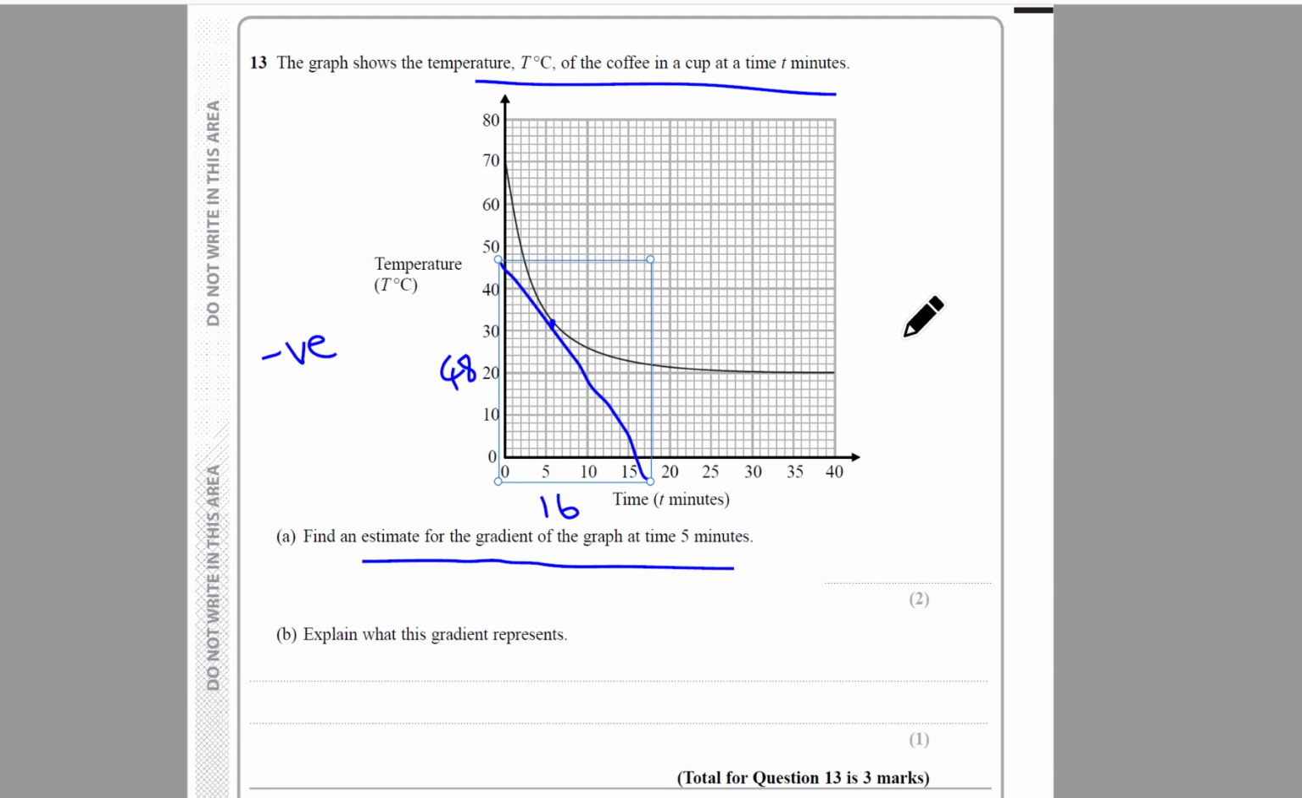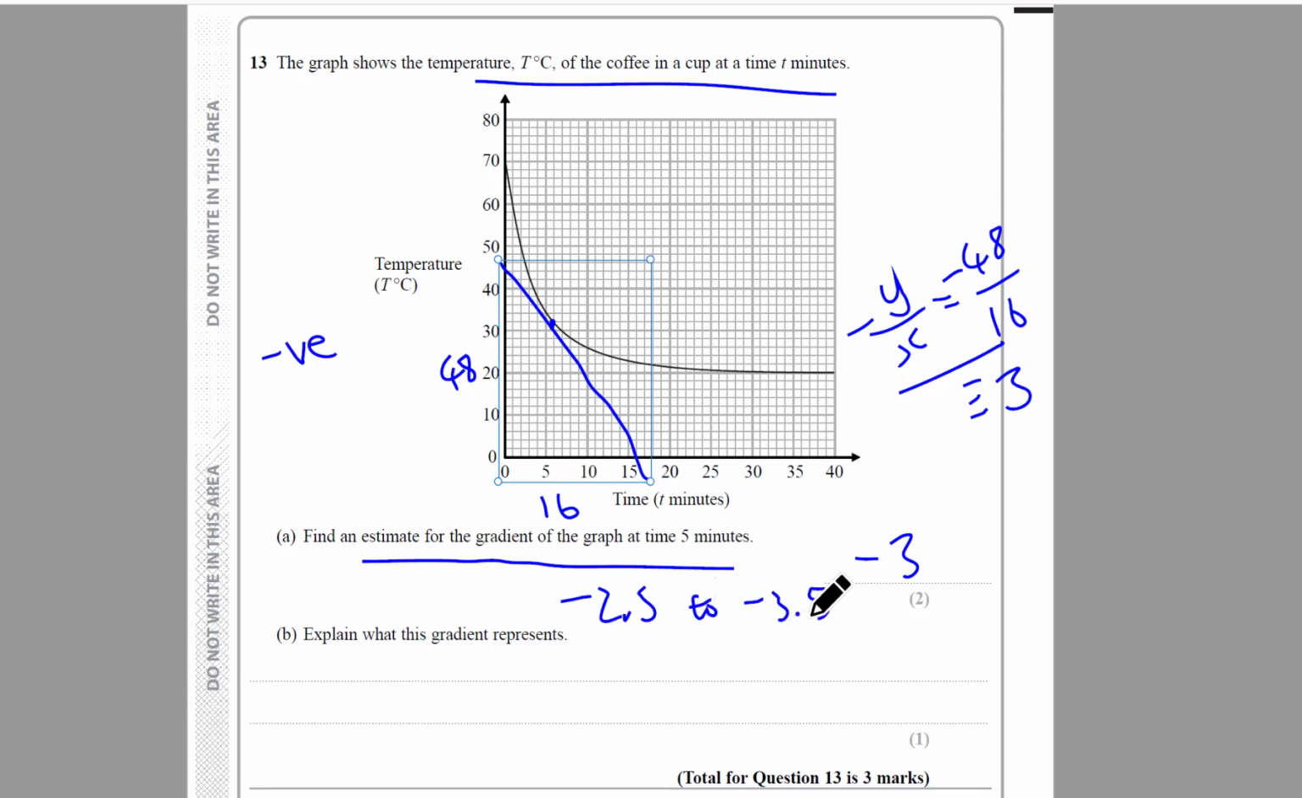So we get change in y over the change in x is 48 over 16, which equals 3. And we know this is negative, it's going downhill, so that's fine. That's your working out. Drawing a line, and they will accept a range of minus 2.5 to minus 3.5 as your answer, so you have got a large margin of error.